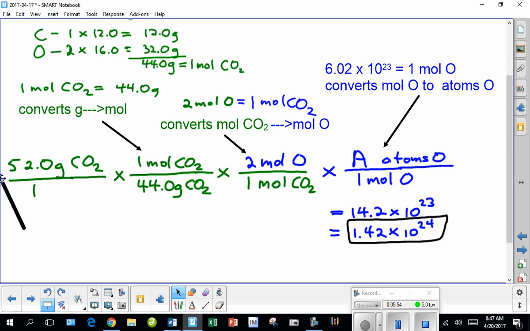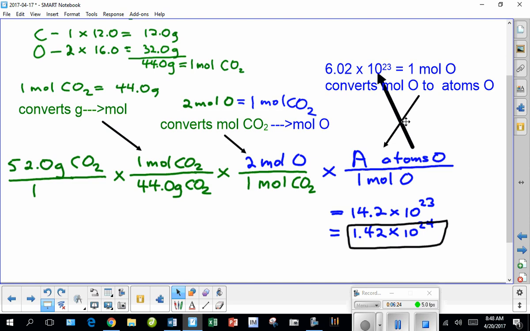So you run your calculator with all of these fractions, get your number out of your calculator for taking the 52, dividing by 44, multiplying by 2, and then multiplying by the 6.02. Oops, let me do that. Okay. Multiply by the 6.02 part of the Avogadro number. And that's where you get this guy from.